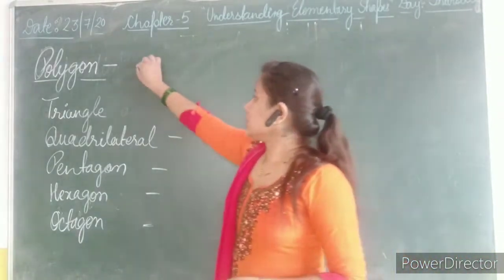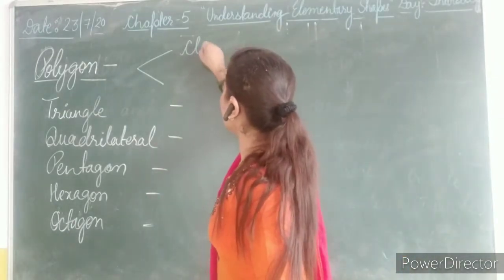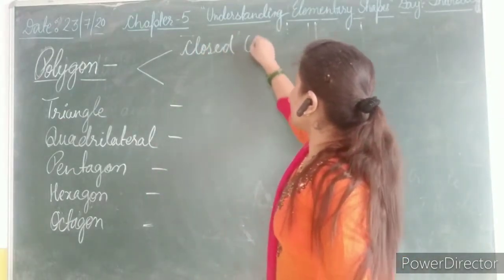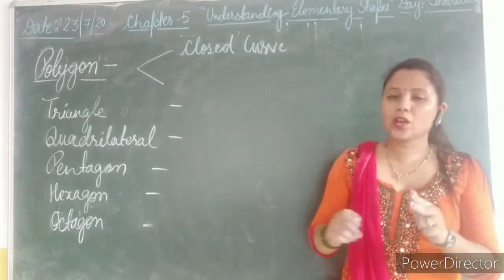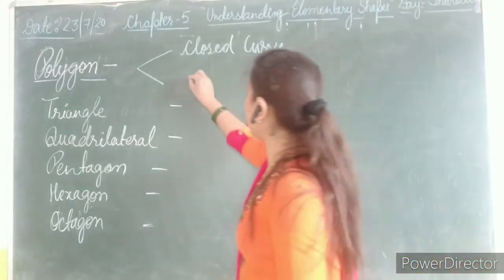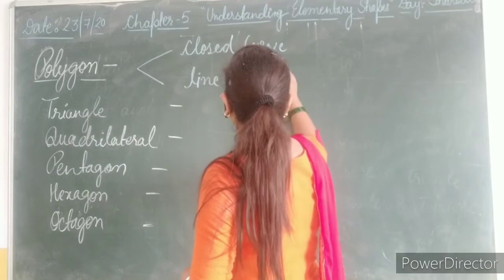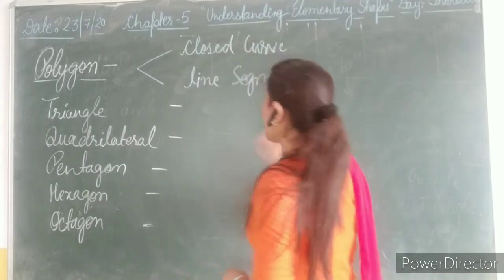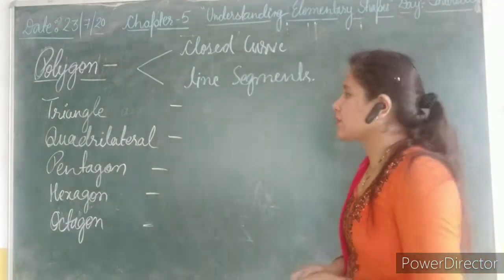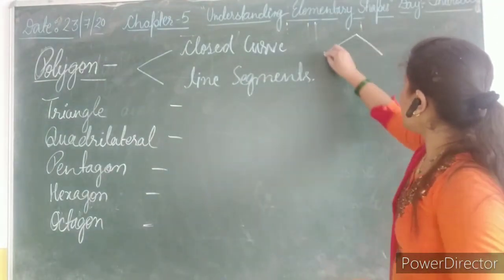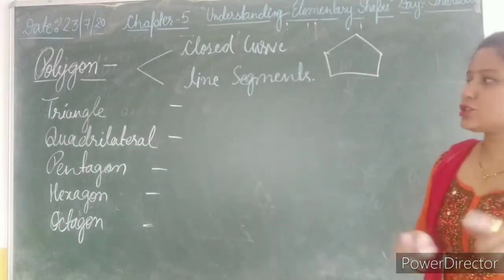Okay, so polygon, first condition which is a closed curve. Okay, polygon जो कि क्या होता है, closed curve होता है. Second is made by line segments. Okay, so polygon is a closed curve which is made by line segments. आपके छोटी-छोटी line segment से मिलके कोई एक closed curve बनता है, that is your polygon.